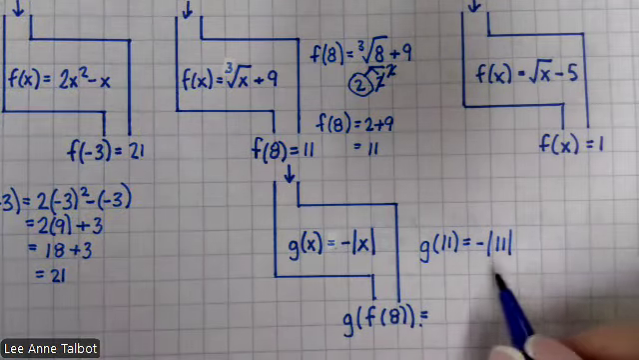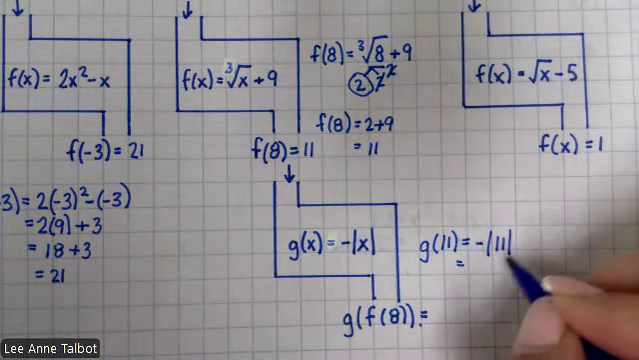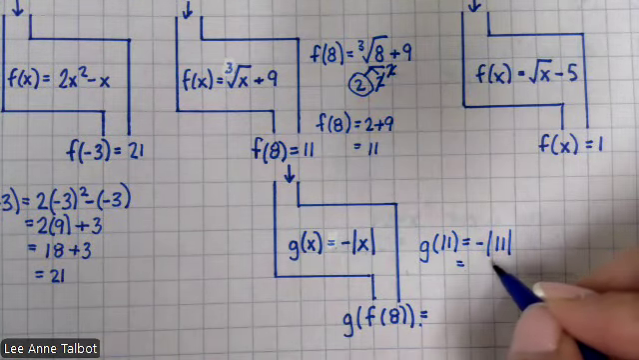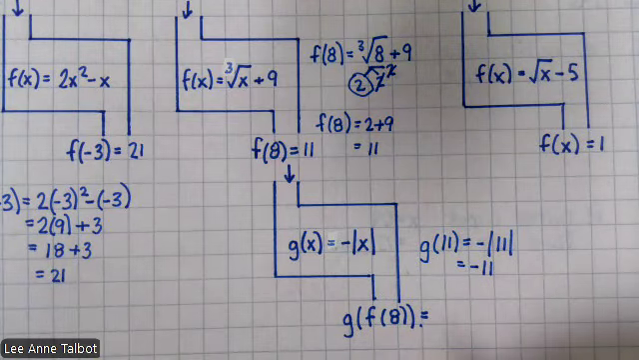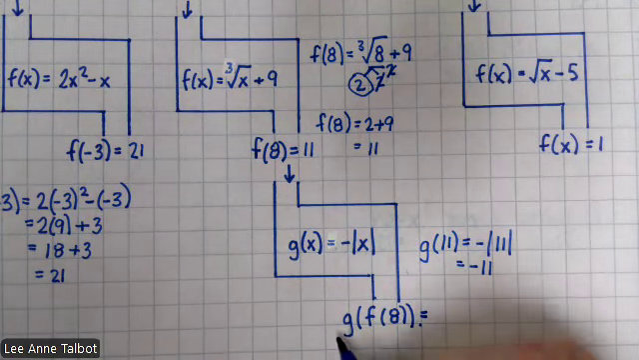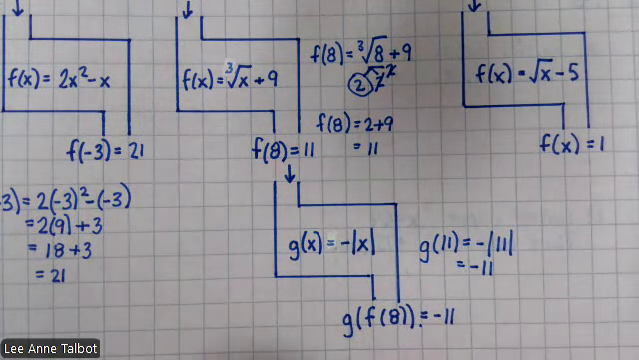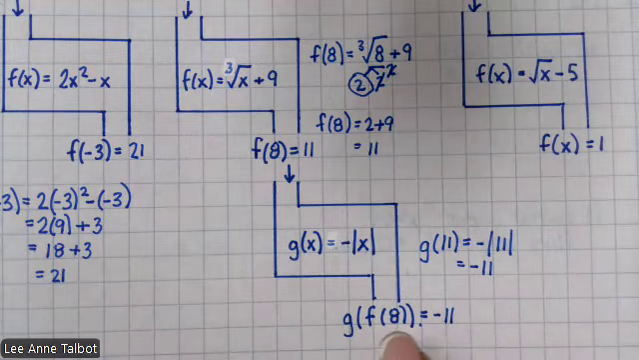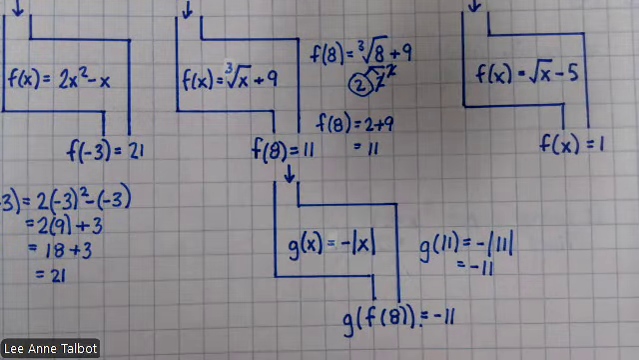Order of operations here says you take the absolute value first. So you make this positive and then apply the negative. So this is negative 11. So G of F of 8 is negative 11. It means that I plugged 8 into F, then took that and plugged it into G and got negative 11.